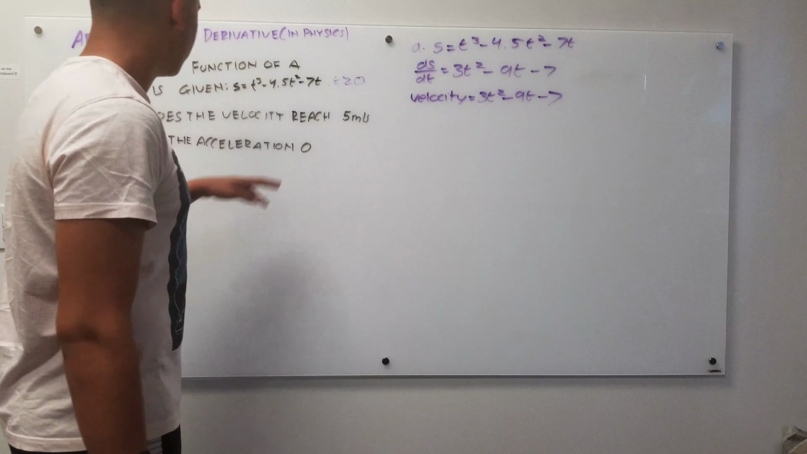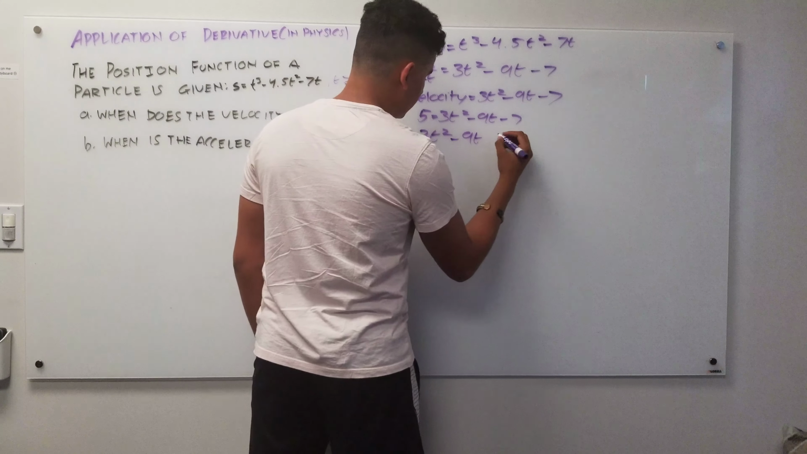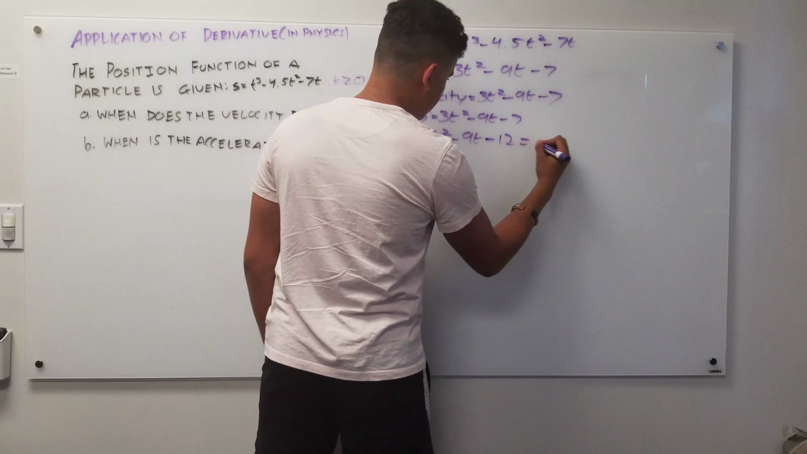Now it's asking us when it's going to reach 5 meters per second. So we can just input the value of 5 for velocity. So 5 is equal to 3t squared minus 9t minus 7. If you subtract 5 from both sides, we can make it a quadratic. So we can make it 3t squared minus 9t minus 12 is equal to 0.